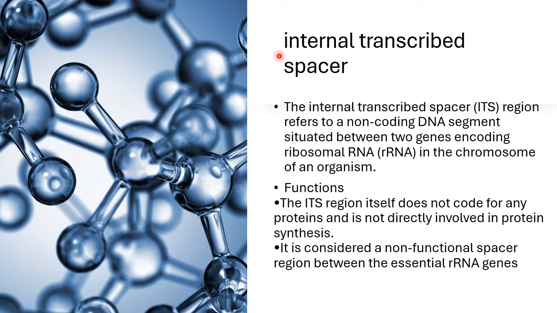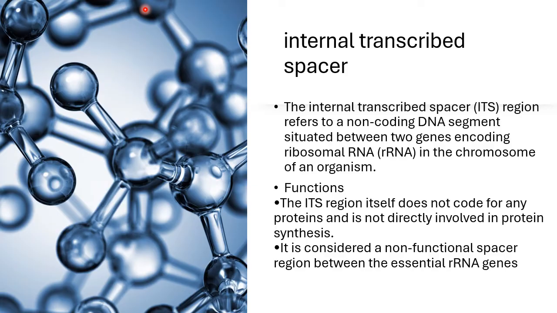The ITS region refers to a non-coding DNA segment which is situated between two genes encoding the ribosomal RNA in the chromosome of an organism. It resides between the 18S and the 28S rRNA genes in the ribosomal DNA operon, which is present in virtually all living organisms, including microbes. So when we say non-coding region, unlike the rRNA genes themselves, the ITS region does not code for proteins.